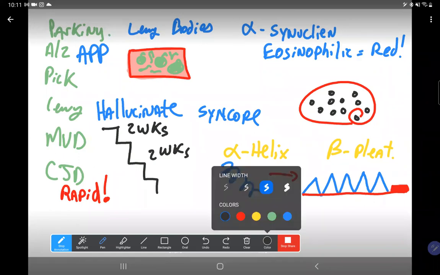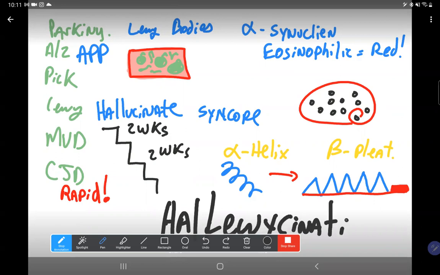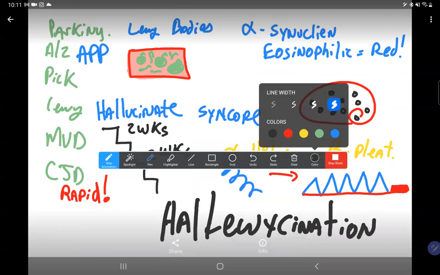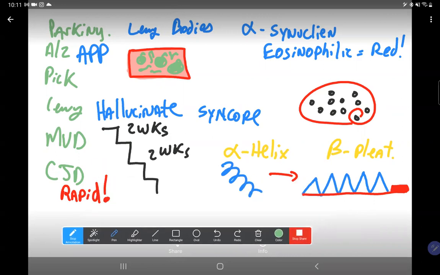So one way I saw in First Aid, I don't know if they still have it, is they spelled hallucinations like this, hallucinations. I thought that's really clever, very clever. Hallucinations, perfect. And then they have syncope. So that's Lewy body dementia.